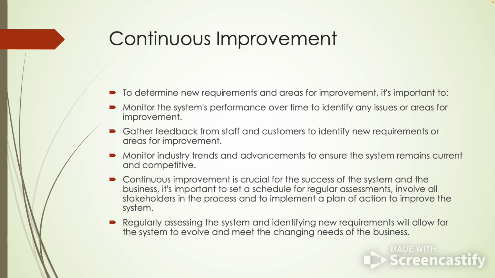And how can we continuously improve? To determine the new requirements and areas of improvement, it is important to monitor the system's performance over time, gather feedback from staff and customers, and monitor industry trends and advancements. Continuous improvement is crucial for the success of the system and business. It is important to set a schedule for regular assessments, involve all stakeholders in the process, and implement a plan of action to improve the system. Regularly assessing the system and identifying new requirements will allow the system to evolve and meet the changing needs of the business.